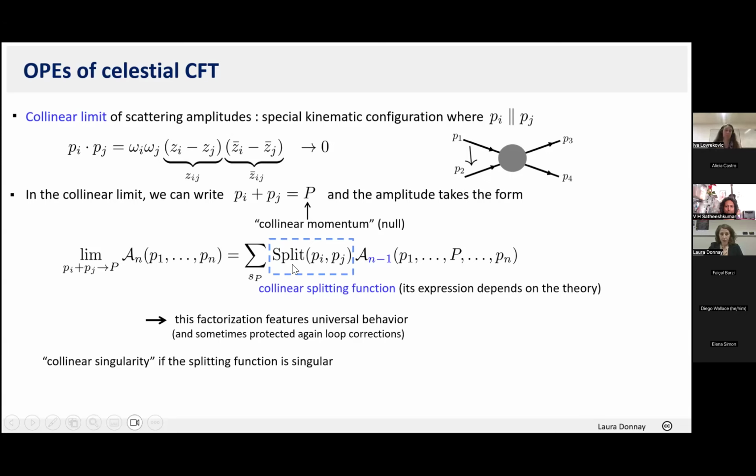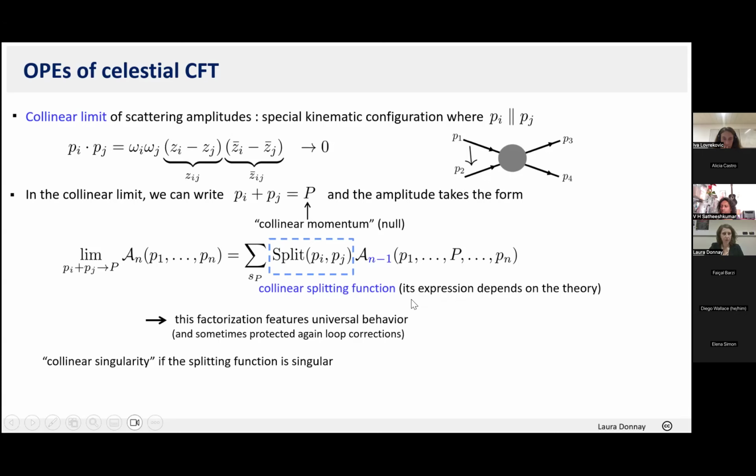Then you are going to have a sort of factorization of your amplitude. It's a factorization because now, instead of having explicitly an amplitude depending on P1, Pi, Pj, and Pn, it will just depend on Pi, this particle P, and Pn, okay? So it has only n minus 1 particles inside.